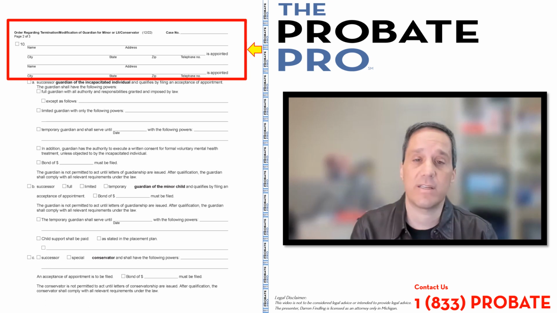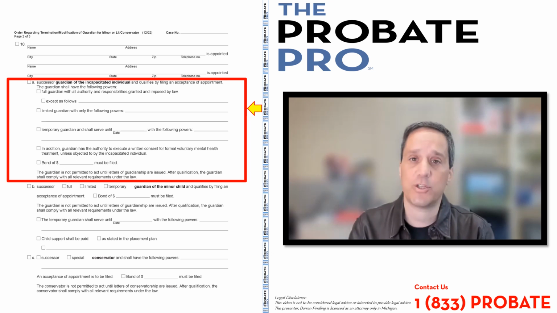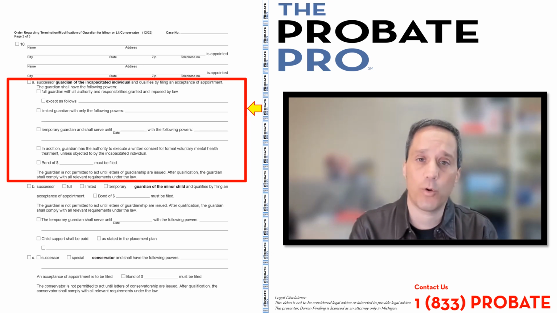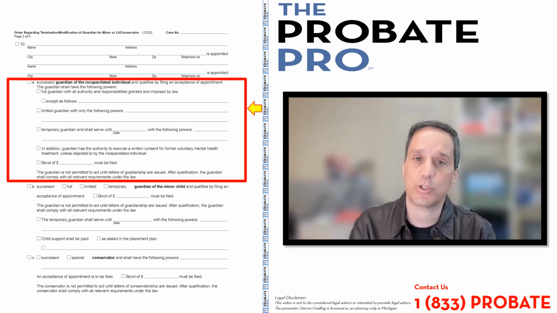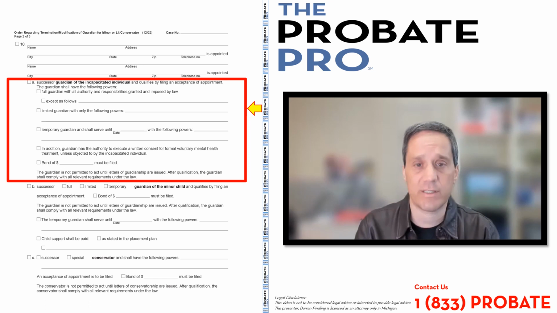On the second page of the document, it continues and identifies who is getting appointed as the fiduciary. And then again, a lot of opportunities for the court to have variations here for the appointment of a full guardian with full expansive authority, a limited guardian with certain powers, a temporary guardian for a particular period of time, and whether a surety bond is required. A bond is a guarantee of the performance of that guardian.